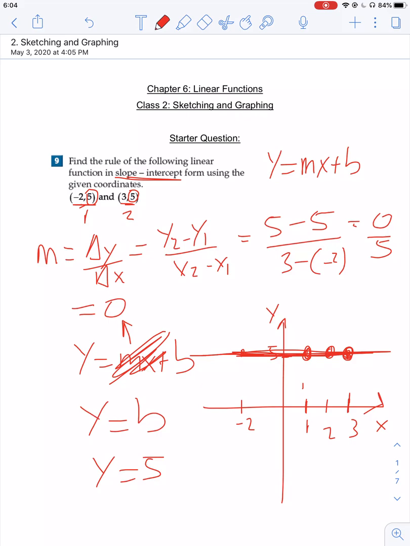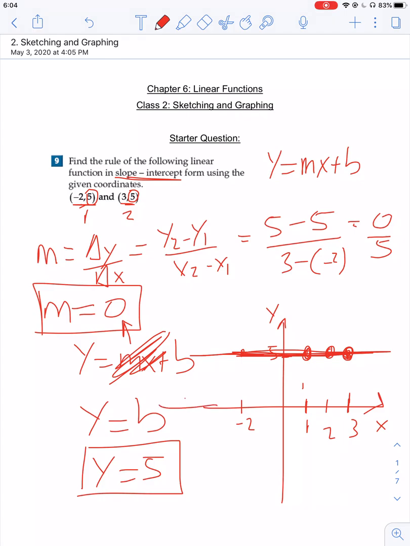Okay. And the reason why this is constant is because my slope, m, is equal to 0. Remember your slope tells you how quickly your function is rising, but here your function is not rising, which is why your slope is 0. So your slope is important because it will help you graph your function, okay? So this is the rule, y equals 5, because this tells me that it doesn't matter what my x value is.